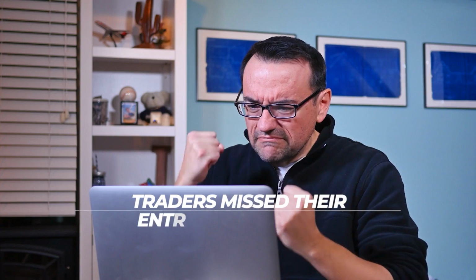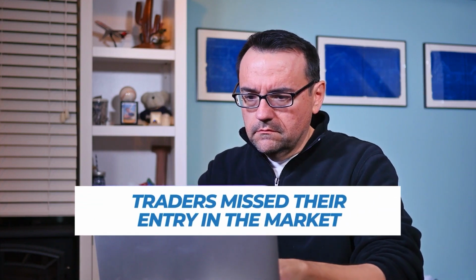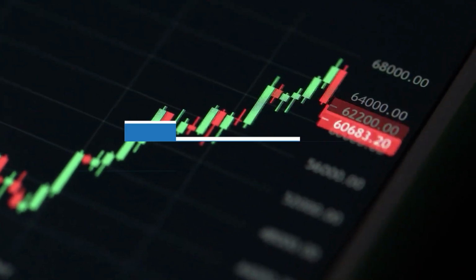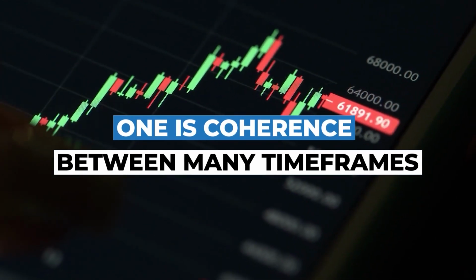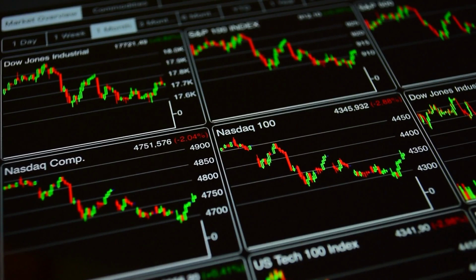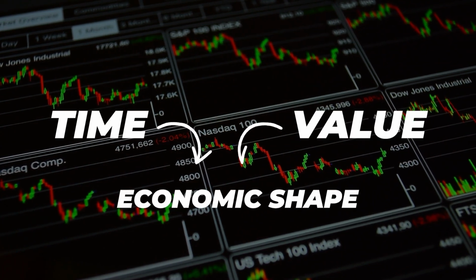Even knowing the long-term trend, so many traders mistime entering the market, costing them dearly. MTFX works as a preventative measure so that entries do not happen at an inopportune time. Instead, only when there's coherence between many timeframes. The line here will give us influence and is a fundamental component of this trading system, combining a fusion of time as well as the value of the asset based on the economic shape.